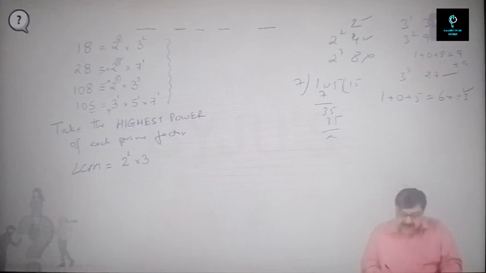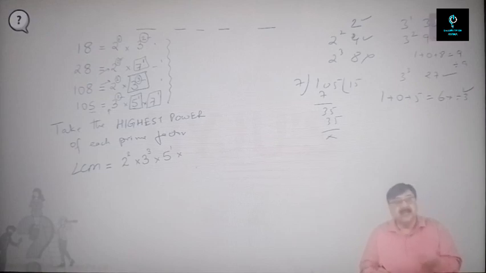Next is 3. We have 3 power 2 here, do not have 3 here. We have 3 power 3 here and 3 power 1. So 3 power 1, 3 power 2, 3 power 3, highest power is 3, which is given to us here. So 3 cube. Then do we have a 5? We don't have 5 here, we don't have 5 here, we don't have 5 here. Yes, we do have 5 here. So the highest power of 5 here is 1 only. Then do we have 7? We have 7 power 1, 7 power 1, only 2 places, and the highest power of 7 being used is 1. So this is our LCM.